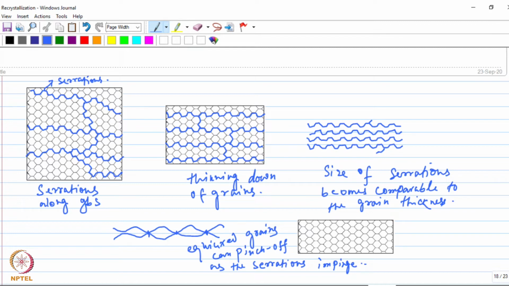Right, so this is how the new equiaxed grains will be generated due to a change in the shape of the grains as a result of the deformation which is given to the material, right? So now you can realize why it is called geometric dynamic recrystallization.